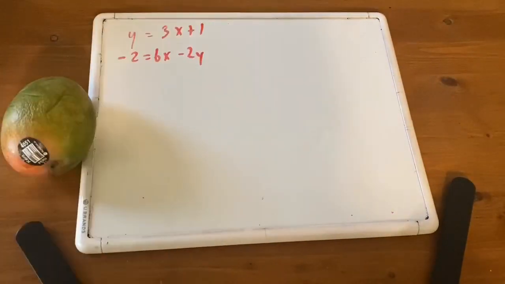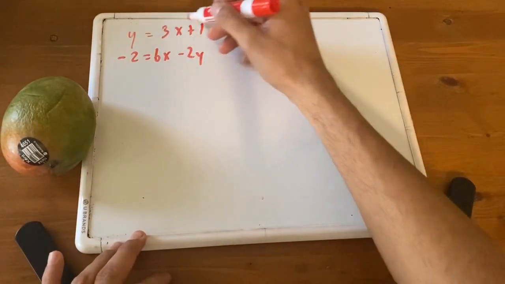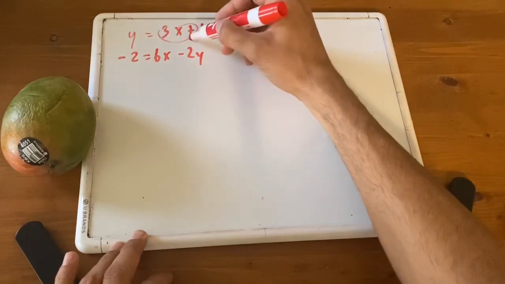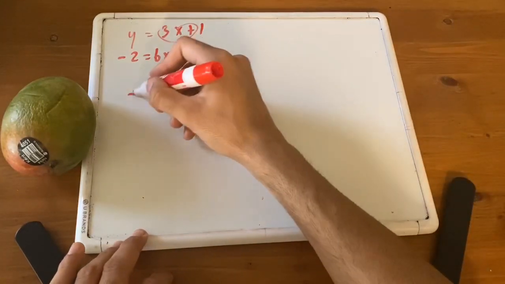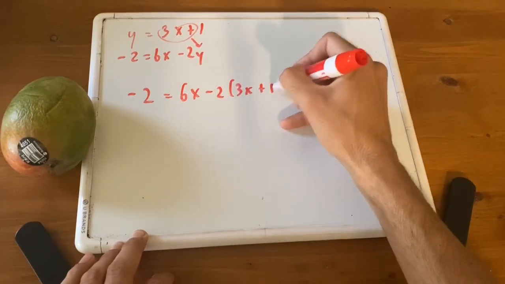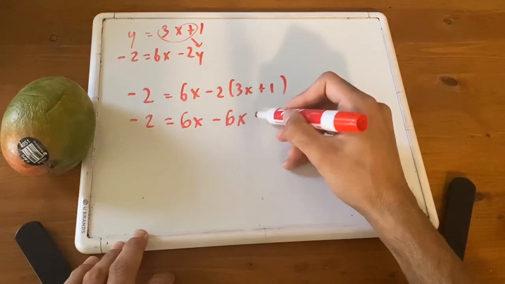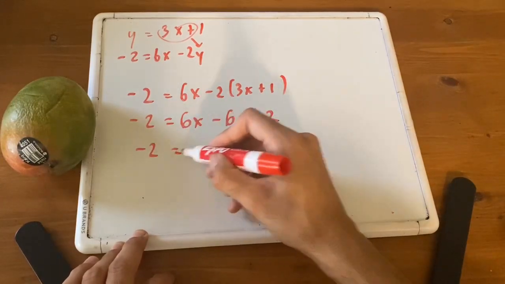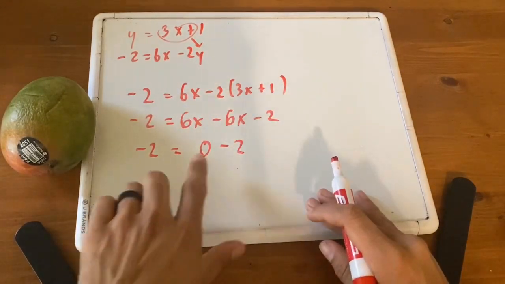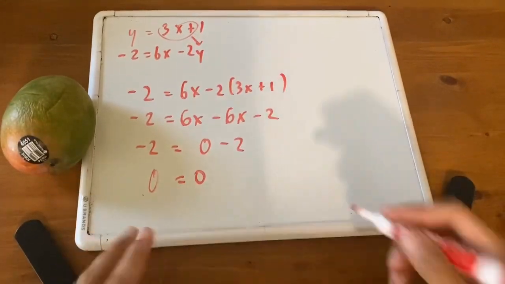I want to show you a different type of situation here where I'm going to solve it using substitution, but my answer is going to be a bit different. Again, the 3x plus 1 is equal to the y, so I substitute that for the y value of the second equation, giving me negative 2 is equal to 6x minus 2 times 3x plus 1. Distribute the negative 2 to give me that second line. And what I'm going to do is combine the 6x and the negative 6x, which gives me negative 2 is equal to 0 minus 2. Add the 2 to the other side and I get 0 is equal to 0.